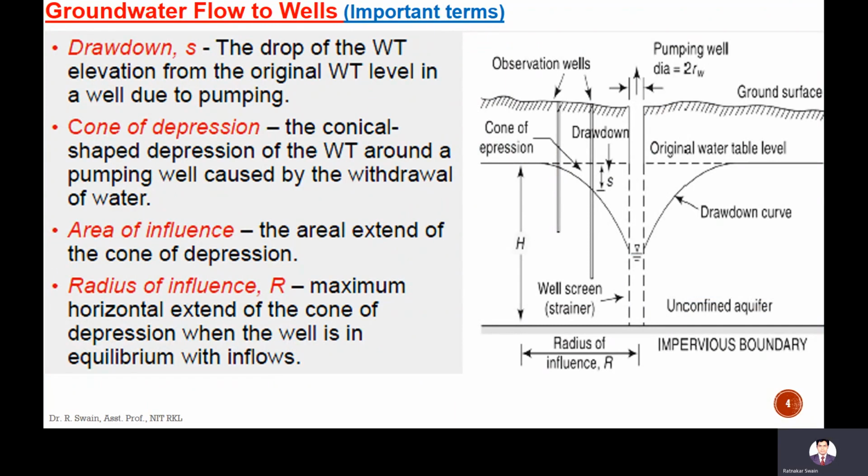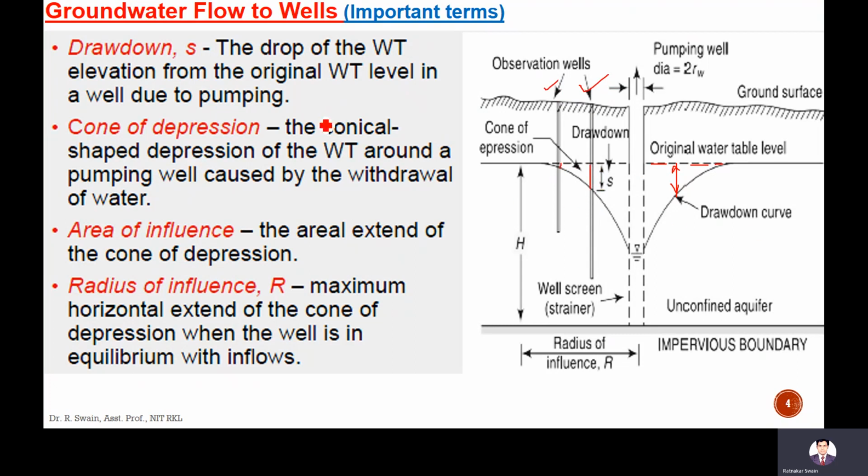So let's talk about these different important terms: drawdown, cone of depression, area of influence, radius of influence. Drawdown means the drop of water table elevation from the original water table in the well due to pumping. This was your original water level, and after pumping, the level decreases. These are the observation wells, two observation wells to record the drawdown. In this well, this is the drawdown, and in this well, this is the drawdown. This fall of the water table is called drawdown.